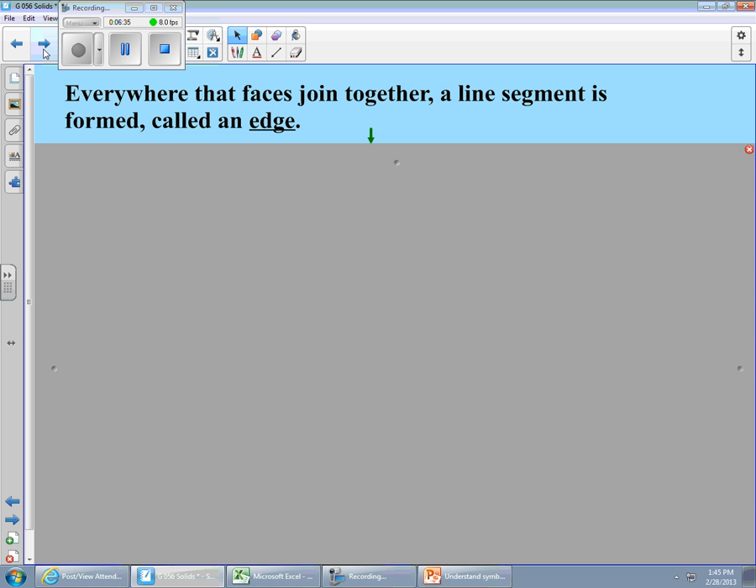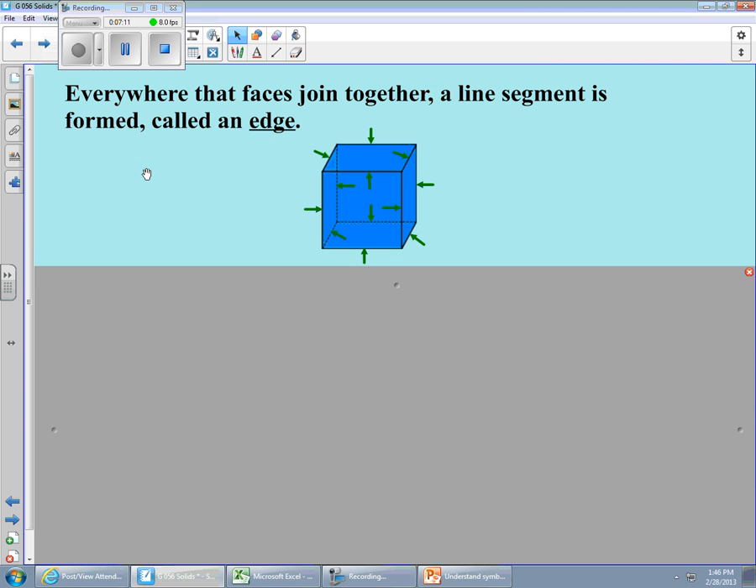Now, everywhere that these faces join together, a line segment is formed. Like we said, all of our sides are nothing but two-dimensional shapes. So we've got polygons. Those polygons are going to hit each other, and where they hit each other, it's a line segment. And those line segments are called edges. You may have heard this vocabulary before. It's not a difficult term to understand.